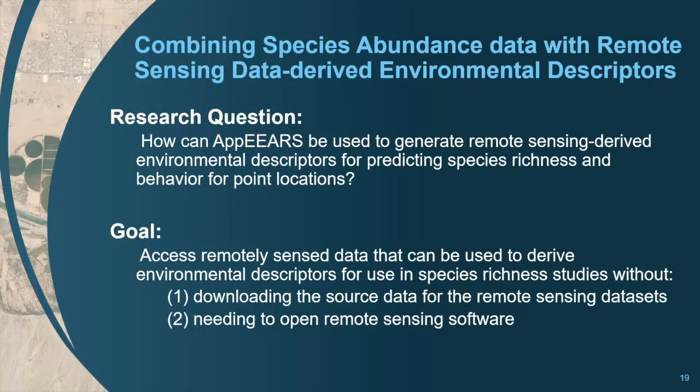So here we aim to combine species abundance data with remote sensing data-derived environmental descriptors in order to answer the question, how can AppEEARS be used to generate remote sensing-derived environmental descriptors for predicting species richness and behavior for point locations? The goal of this exercise is to access remotely sensed data that can be used to derive environmental descriptors for use in species richness studies without ever needing to download the source data from the remote sensing datasets, nor needing to open remote sensing software.